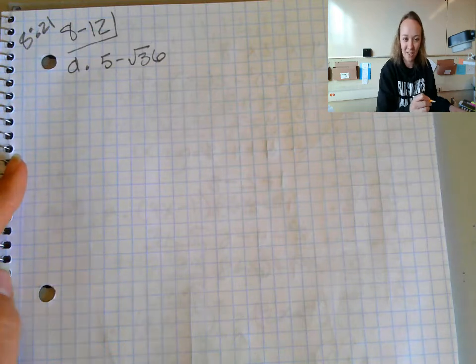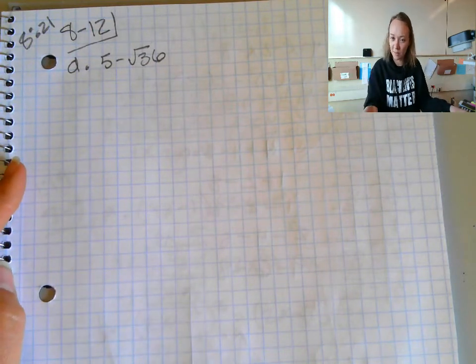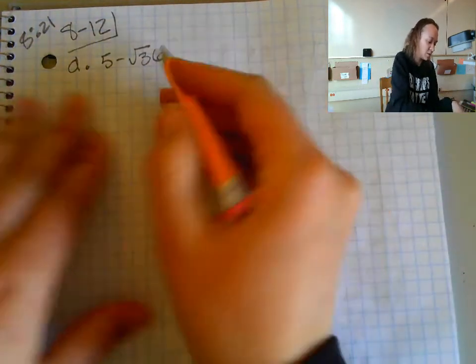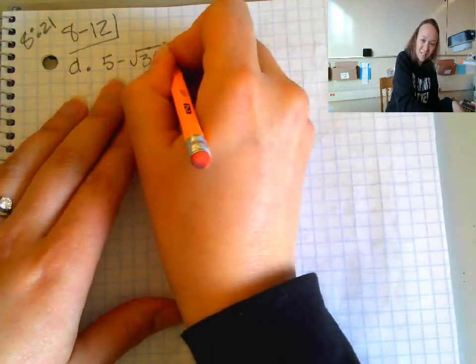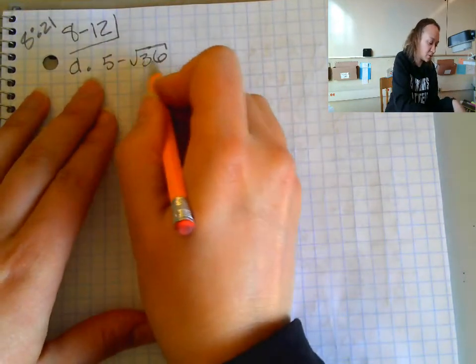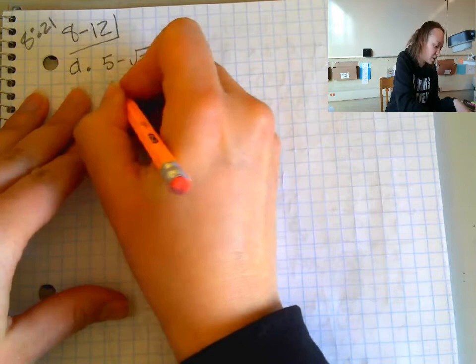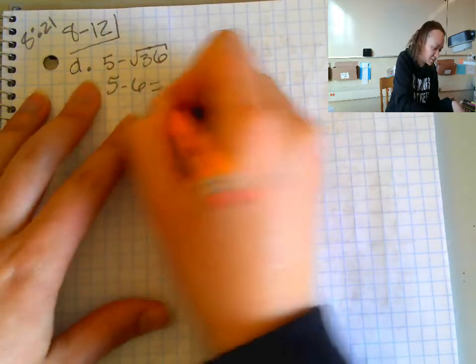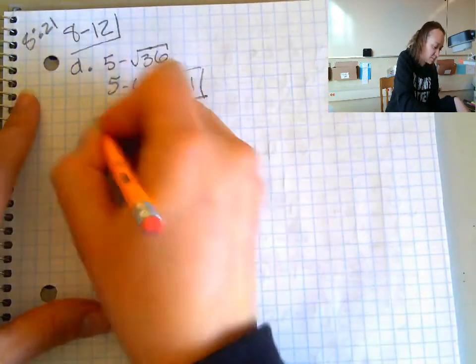Okay, on 8-12, we're just evaluating some expressions with square roots in them. This is going to lead to something later on in this chapter. So there's a reason why we're doing this. So 5 times the square root of 36, that's the same as 5 times 6, which gives me 30.